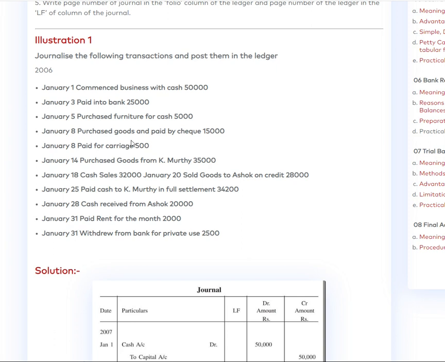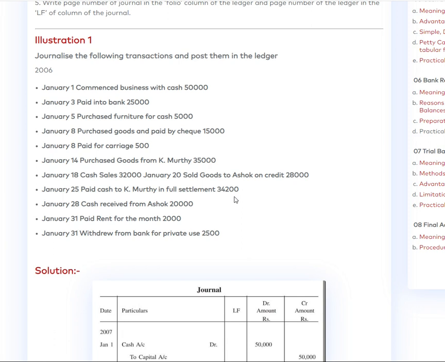Okay, in the last transaction, if you observe, on January 14th we had purchased goods from K Murthy for 35,000 on credit. But here we have paid him now in full settlement. How much? 34,200. We had to pay 35,000, but on 25th of January we have paid him 34,200. Means as we paid him, he has given us a discount of 800 rupees. The difference between 35,000 and 34,200 is 800 rupees, right?